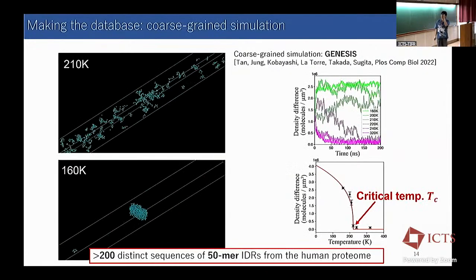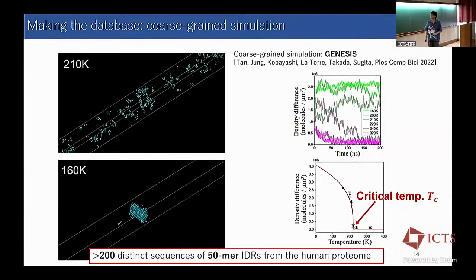Okay, so what we have to do is to run many coarse-grained simulations ourselves. And we just take the disordered region sequences from the human proteome. And we test and see the temperature-dependent phase separation properties. And later the two different sequence interactions, but I'll come back to that later. Basically, on the order of the database, maybe 200 to 300 distinct sequences, and we're just restricting to 50-mer disordered region sequences. We have a bunch of ways to predict the critical temperatures from this limited number of simulations, but that's also in the detail. Actually using GENESIS, which is one implementation of this coarse-grained simulation.